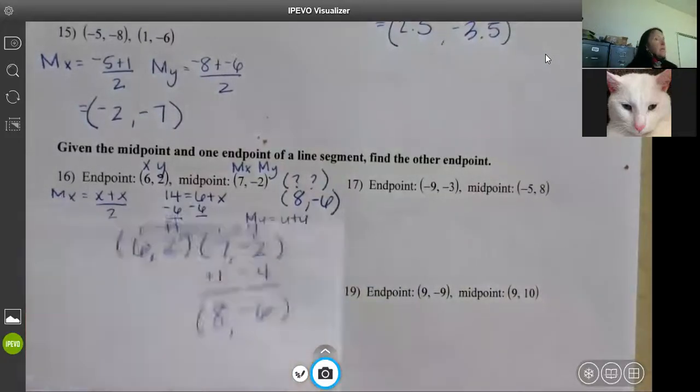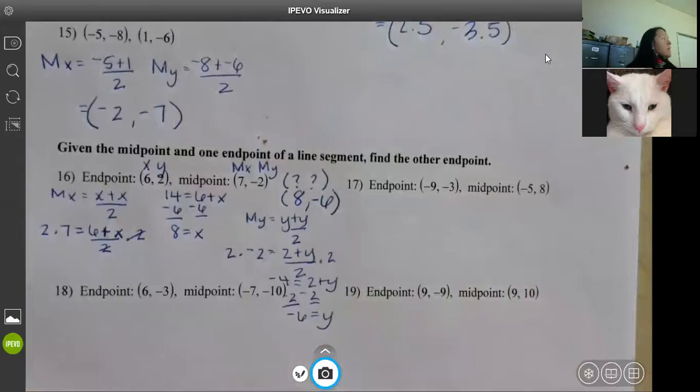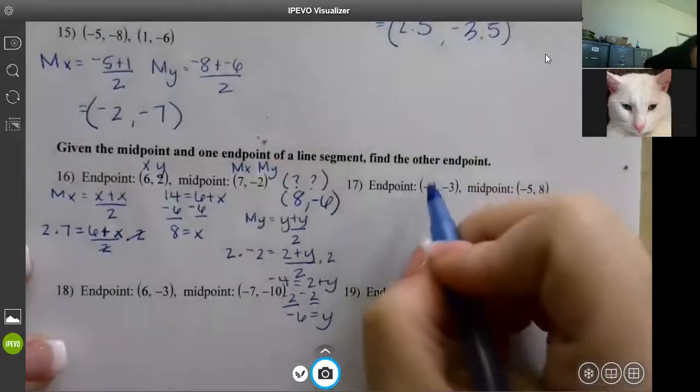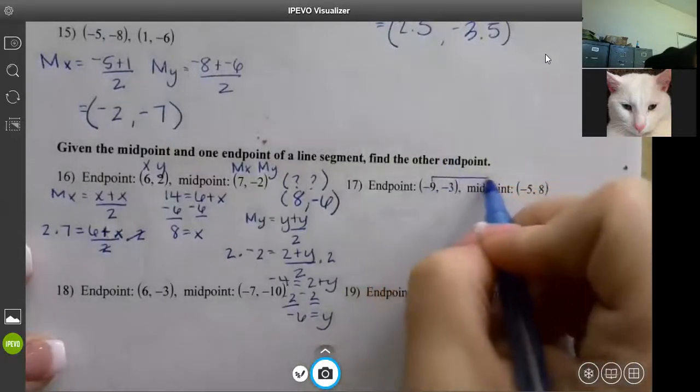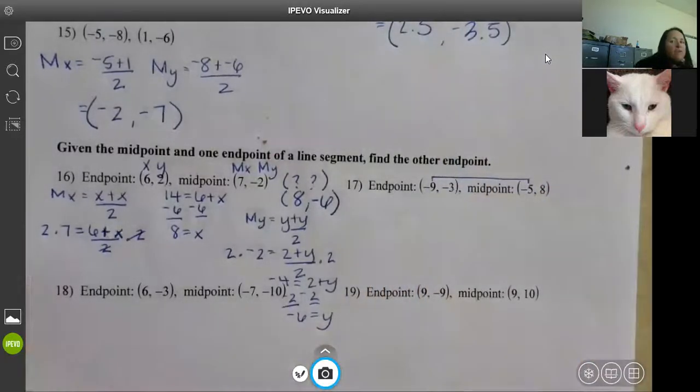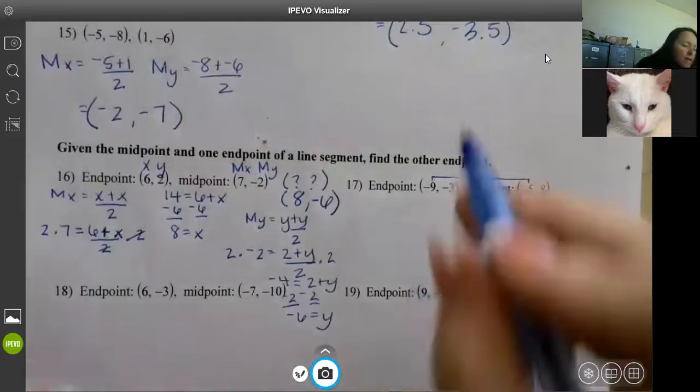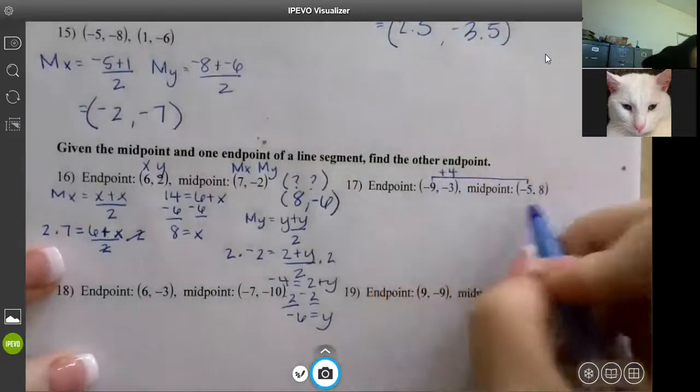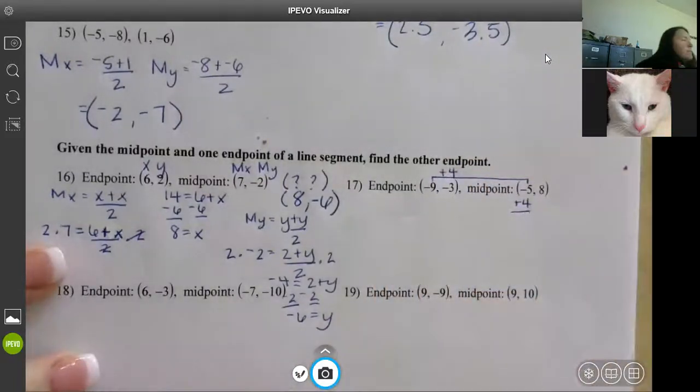So we're going to look at it again. Okay. On this one, it's important that you tell me whether you go up or down because that tells you whether you add or subtract. Okay. So let's look at the first one. From -9 to -5, do you go up or down? Up 4. So we put a +4 underneath there.